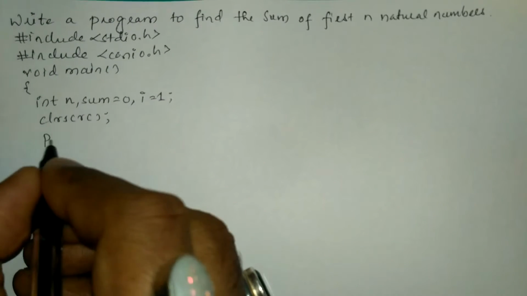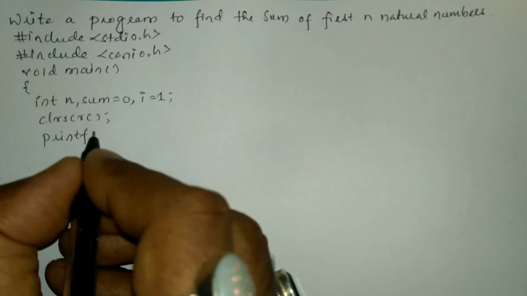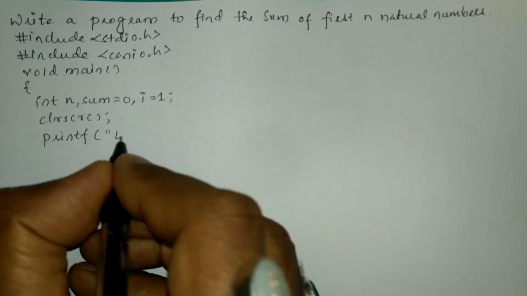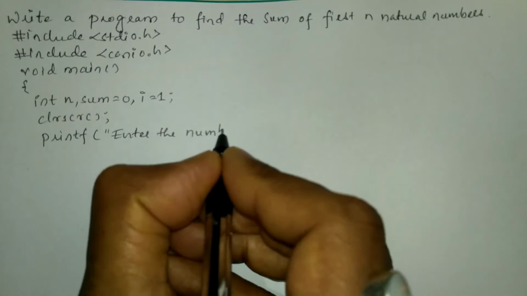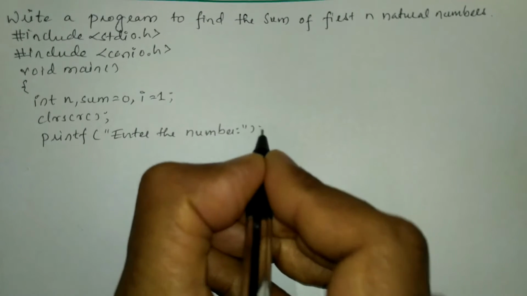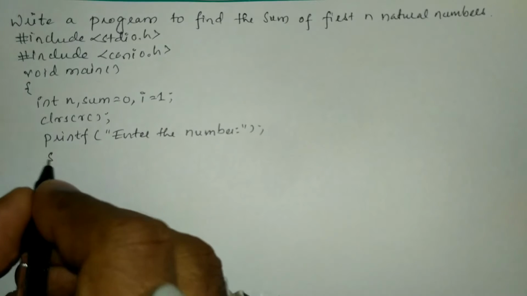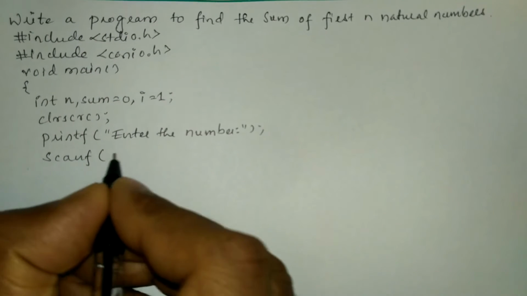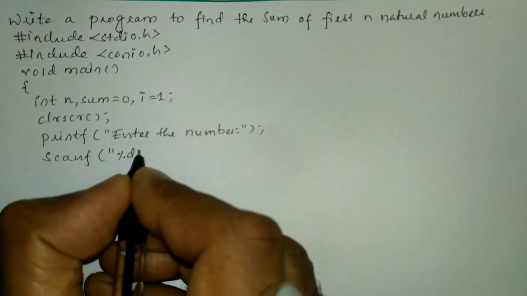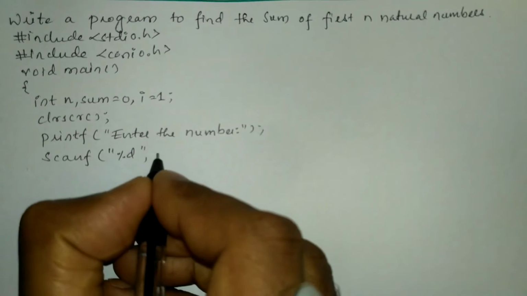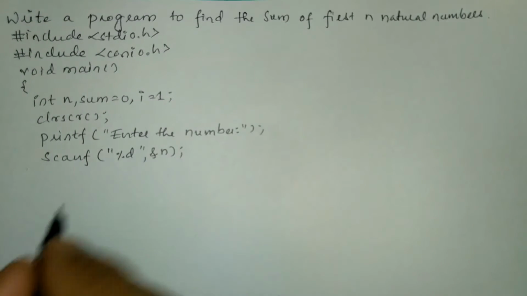Now we will ask the user to enter the number using printf statement. In the double quotation mark I'm going to write "enter the number", end the double quotation mark and put semicolon. Now we are going to receive the response from the user through keyboard using scanf statement. Here in a double quotation mark we'll write %d comma ampersand of n and put semicolon.